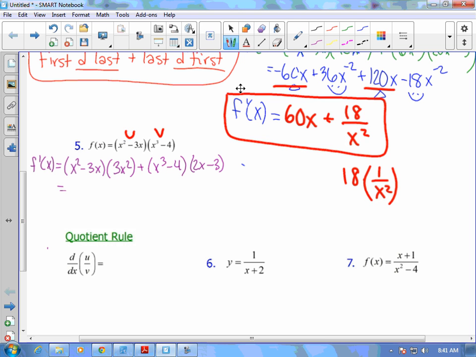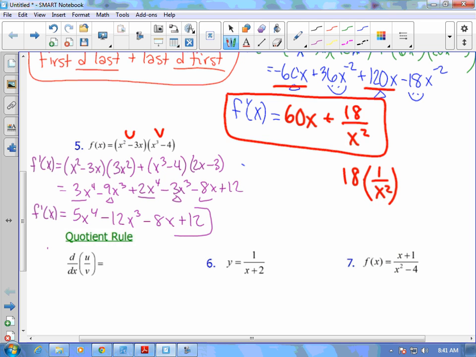Now when you multiply everything through, you get 3x to the 4th minus 9x cubed plus 2x to the 4th minus 3x cubed minus 8x plus 12. As I was going around, I think we're mostly there. So f prime of x equals, if you find your like terms, 5x to the 4th, negative 9, negative 3 would be negative 12x cubed, negative 8x plus 12. How'd we do? That's actually looking really good when I went through.